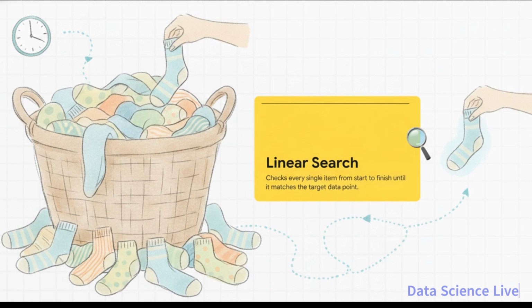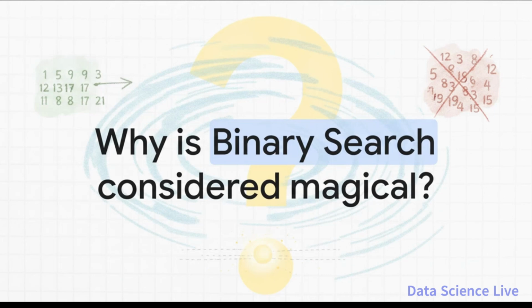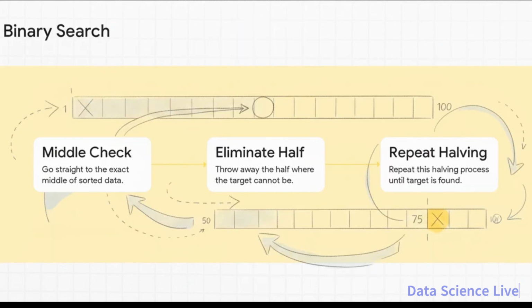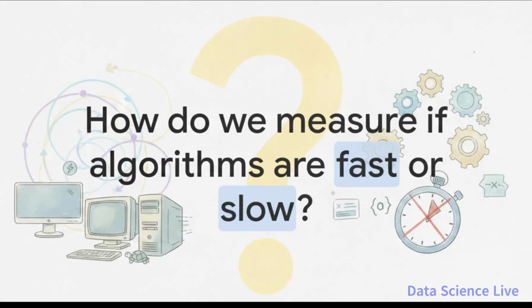On the other hand, what is a binary search and why is it often considered magical? The answer lies in its hyper-efficiency, though it strictly requires the data to be sorted beforehand. Instead of checking items one by one, binary search jumps to the exact middle of the dataset. If you are trying to guess a number between 1 and 100, your first guess is 50. If the target is higher, you instantly eliminate 1 through 50. You throw away half the dataset in a single step, guess 75, and repeat this halving process until the target is found.